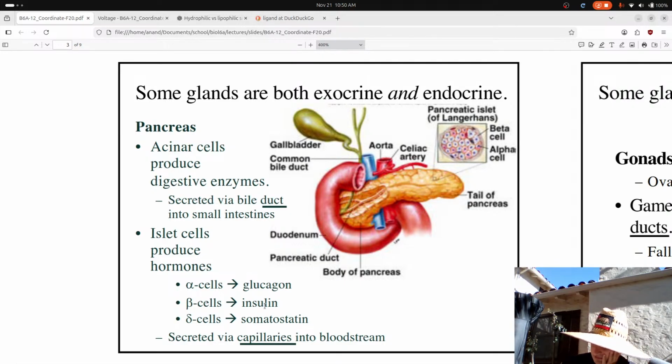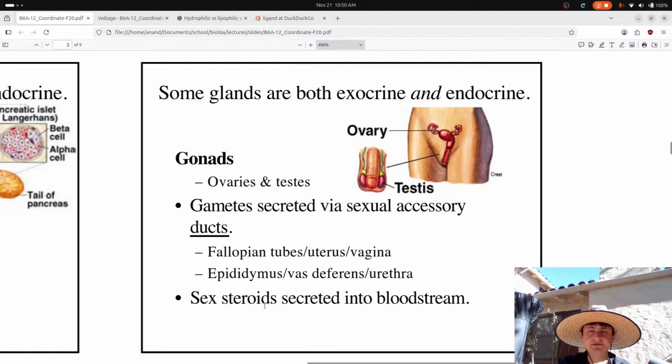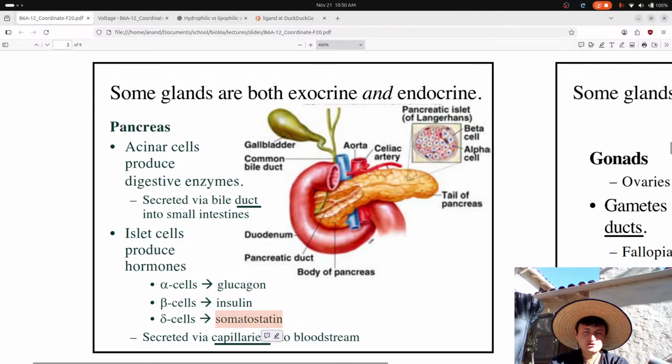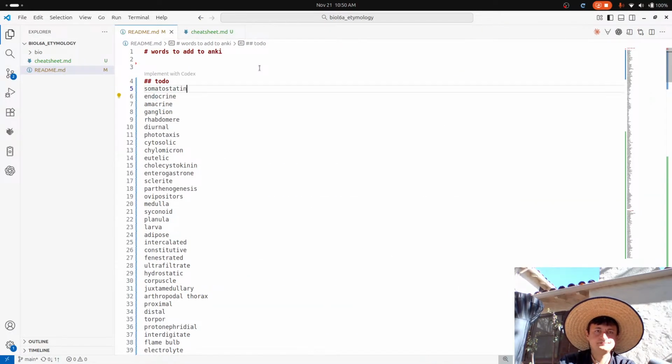Alpha glucagon, beta insulin, and gamma or delta somatostatin. Which I don't know what somatostatin is. Interesting word though. Somatostatin.